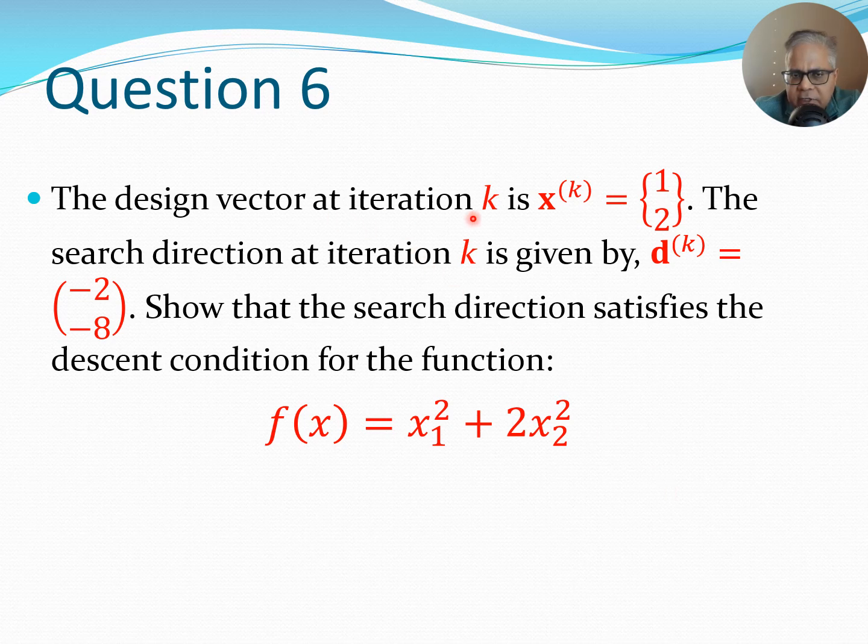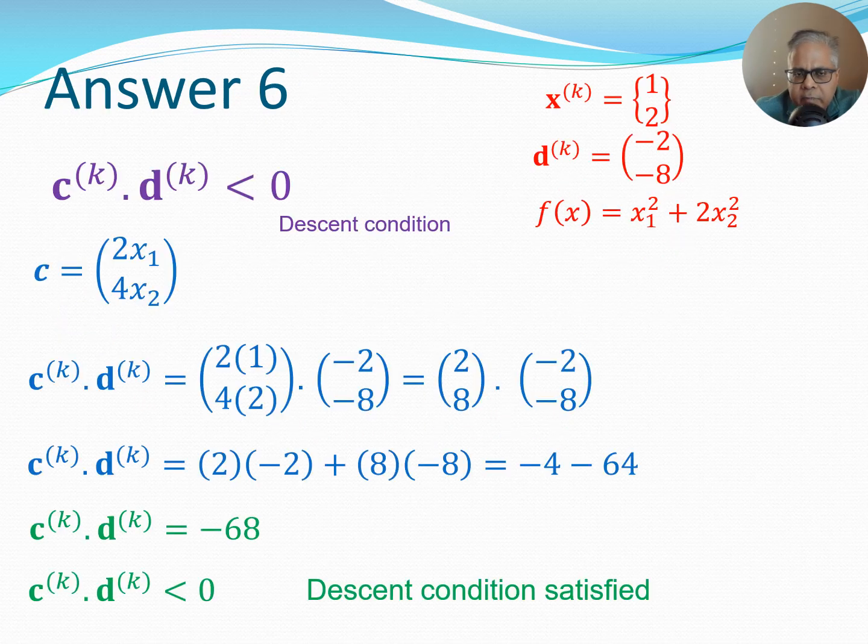So we see that the design vector for this problem was 1 2, and the search direction was minus 2 minus 8, coming from the steepest descent search direction. So let's see if this search direction satisfies the descent condition for this particular function. So again, to do that, I have to show that ck dot dk is less than 0. That's the descent condition. If this is satisfied, then the optimization algorithm is going to proceed in a path where f of x is going to decrease.